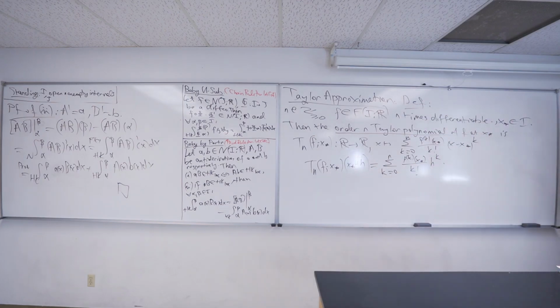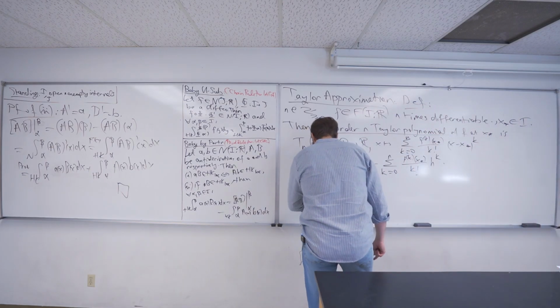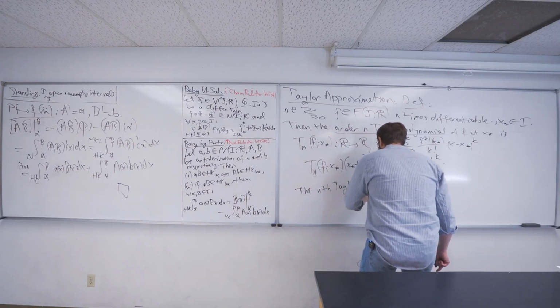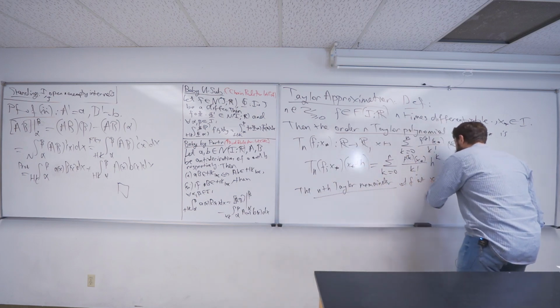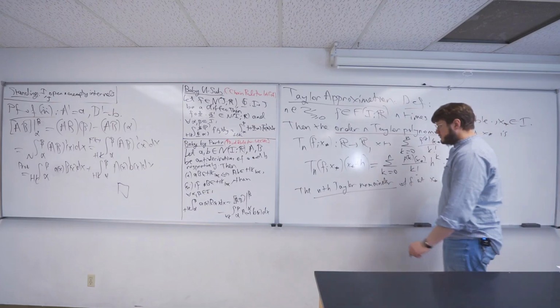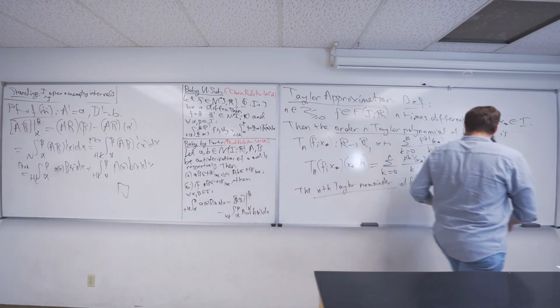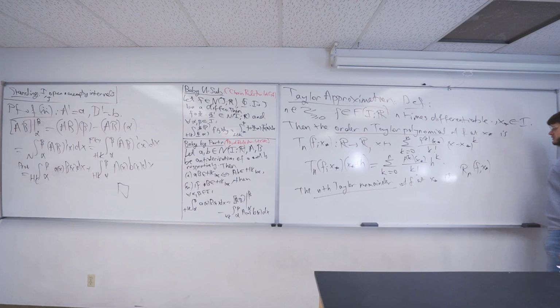One thing that's going to be important for us also is the difference between the polynomial and the function itself. That's called the Taylor remainder. The nth Taylor remainder of f at x star is, well, I'll write it here, the function r sub n of f comma x star, which is f minus this, their difference.